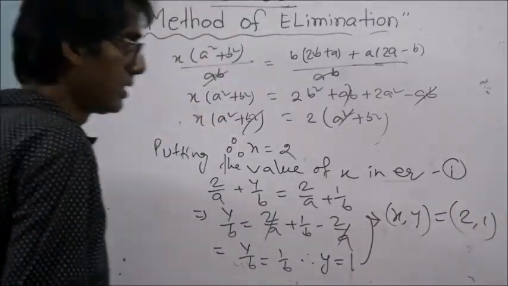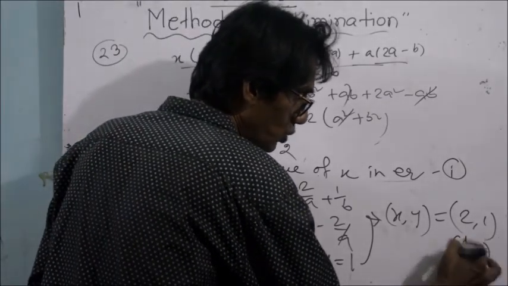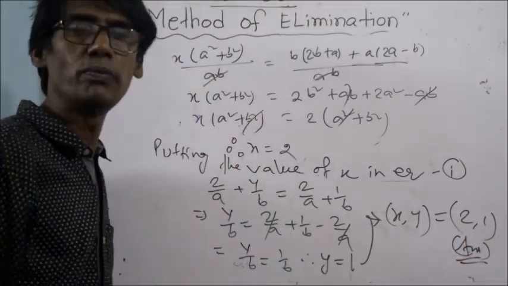So now you apply the values of x and y in equations 1 and 2. Your math will be justified.